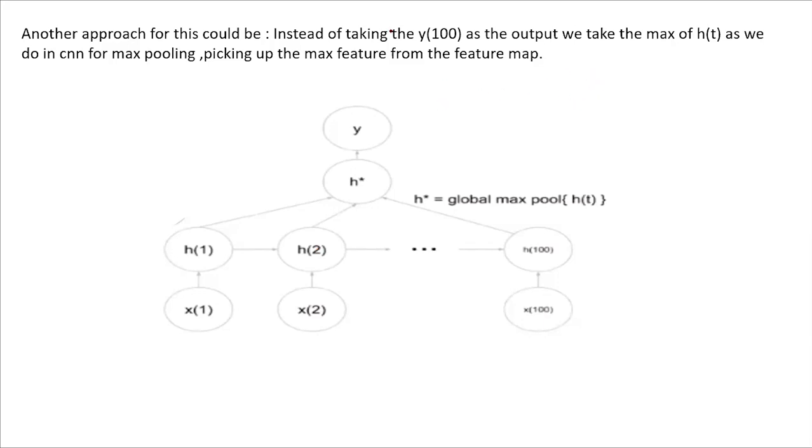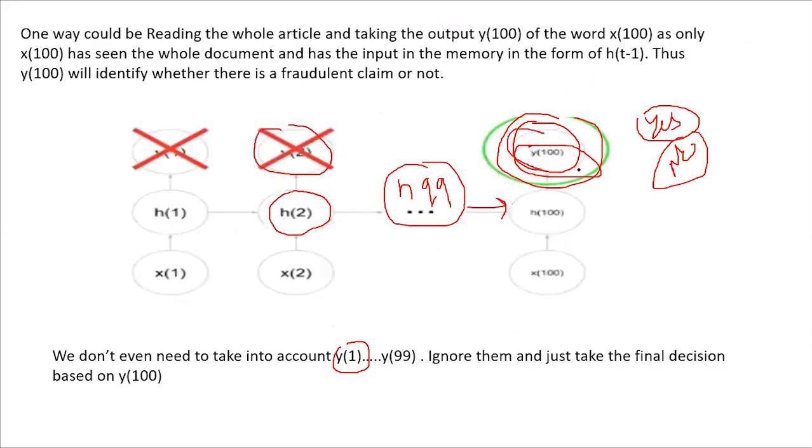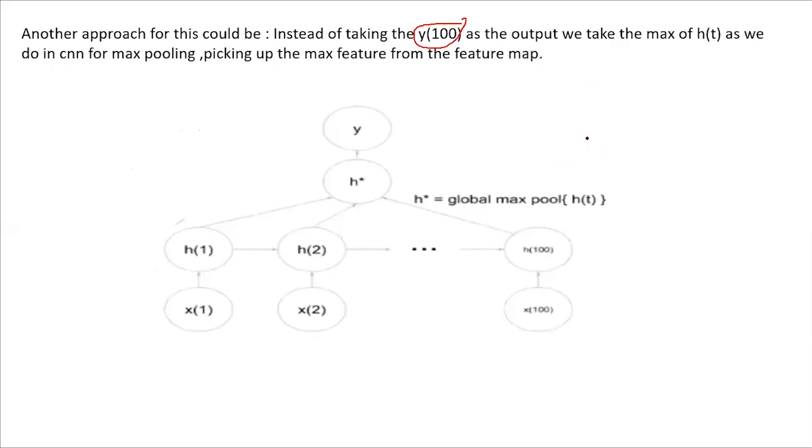So what I was saying is, instead of taking Y100, which is the output of the 100th word with the memory of H99, from which we can say with surety that the claim is fraudulent or not, we can take the max of HT. Now, what is max of HT?